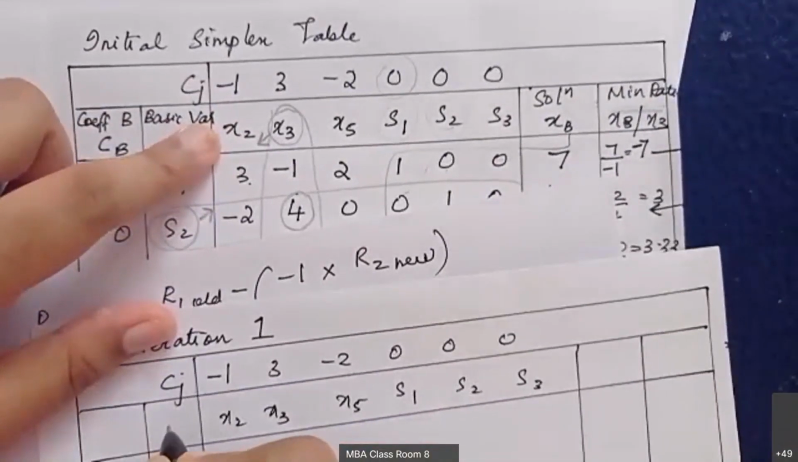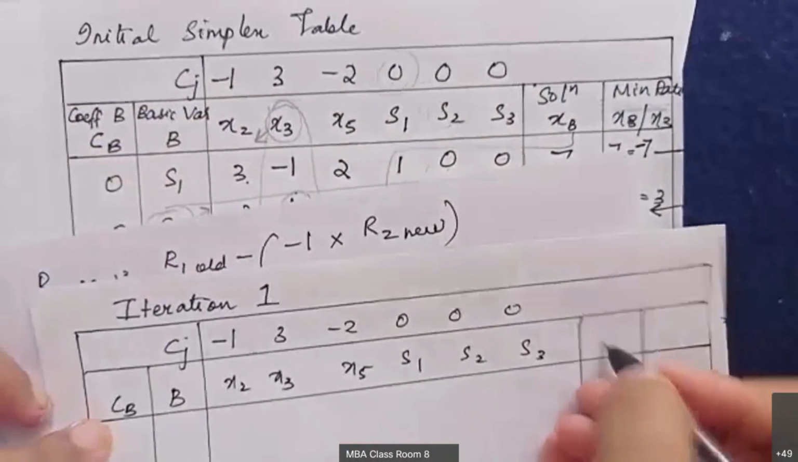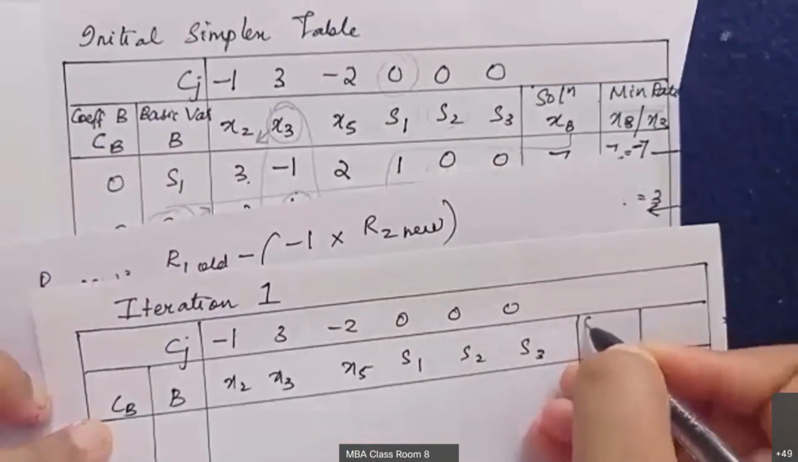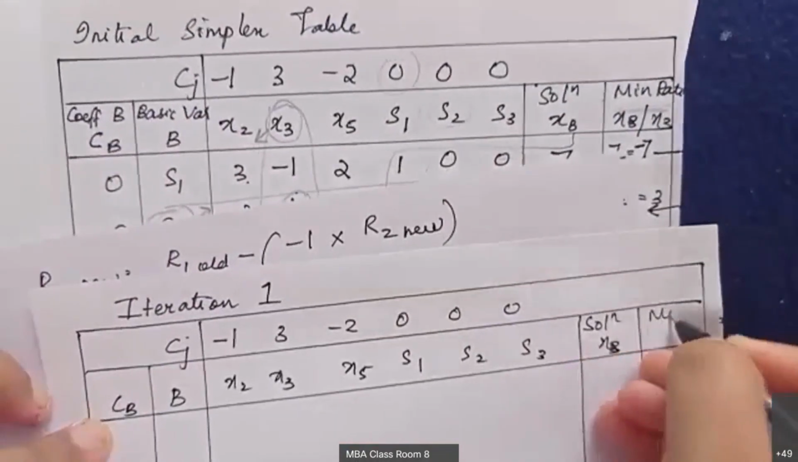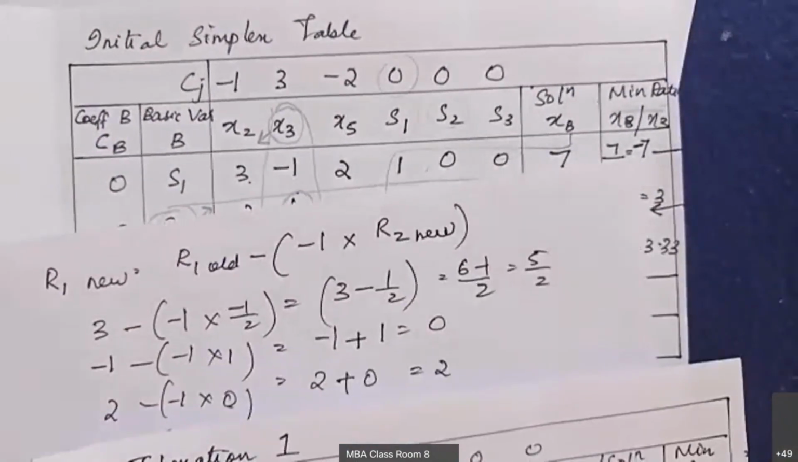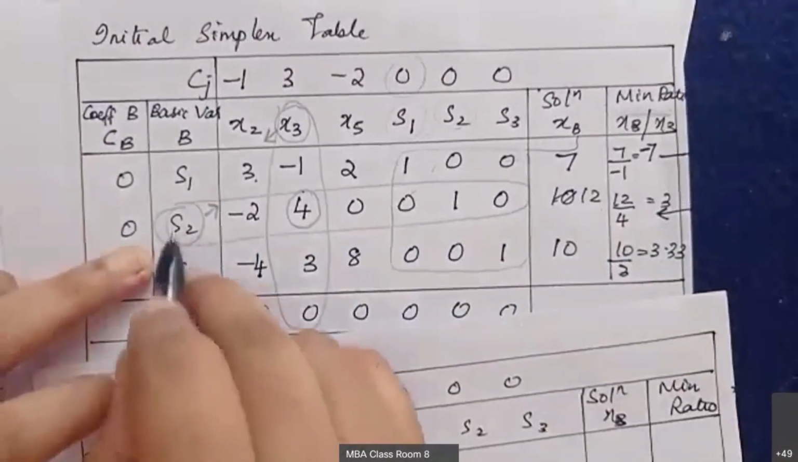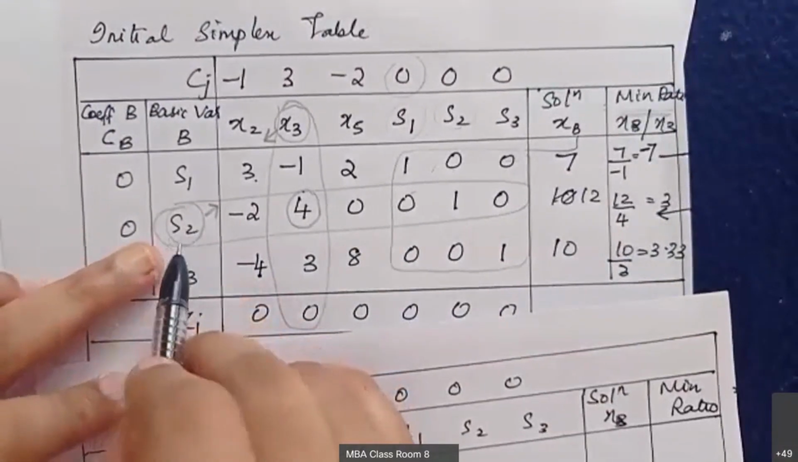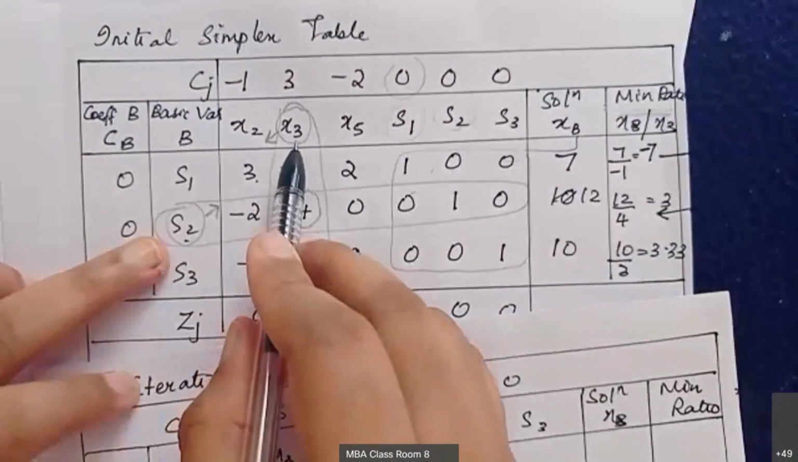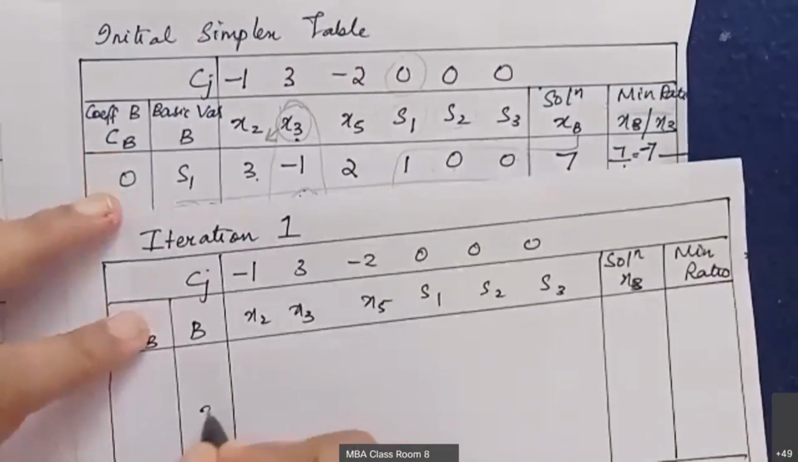Okay, over here we have basic variable b. Over here we have coefficient of b. Over here we have solution, that is xb. Okay, here we have the minimum ratio. Okay, and we had found out the incoming vector and the outgoing vector. Over here the outgoing vector is going to be s2. So instead of s2 we will be writing x3. Okay, so in the second row I am writing x3.